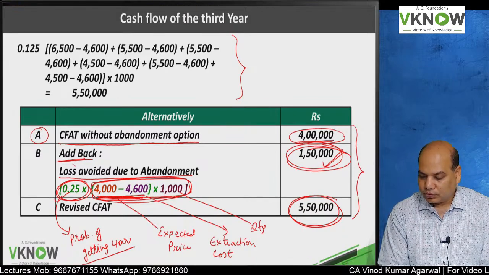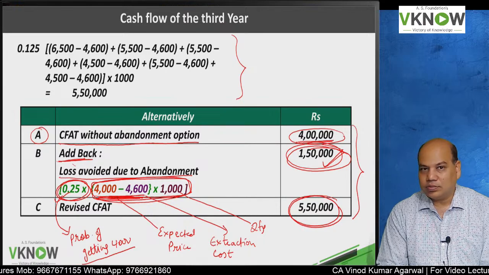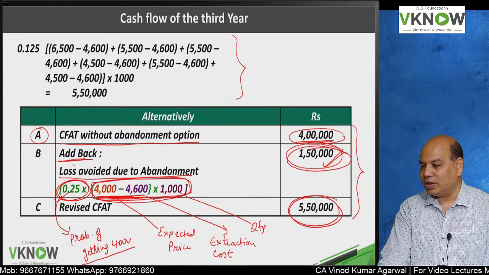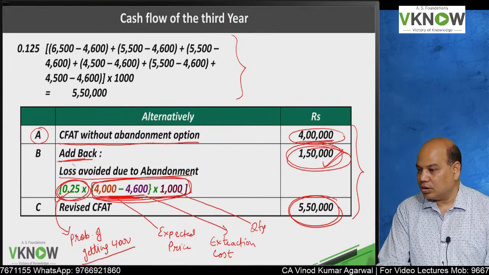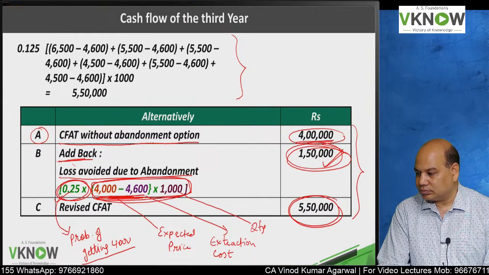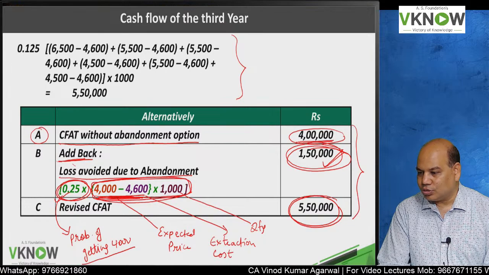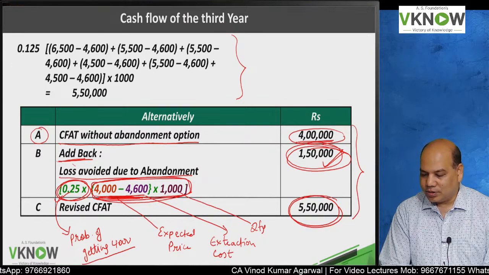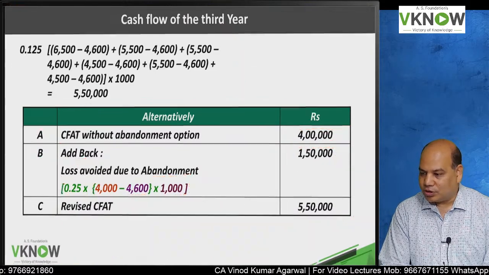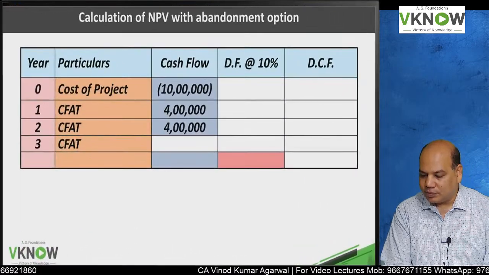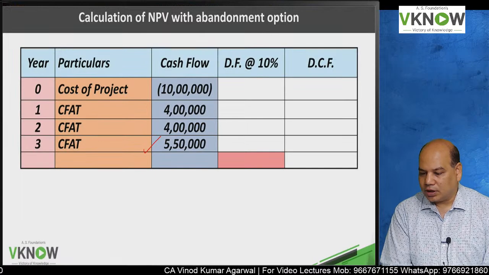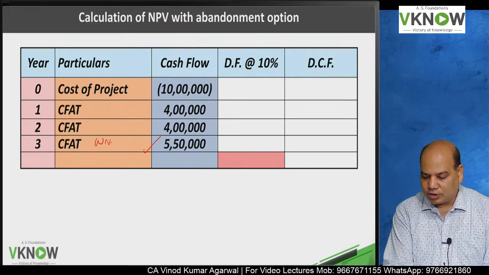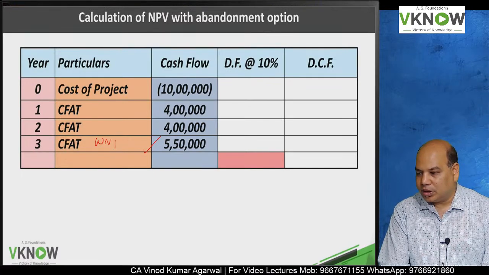Okay. Any query on this? Then I am going to go to the NPV calculation. Yes query or no query? No query. Very good. Have you understood? So this 5,50,000, you bring it here, from working note 1 below.